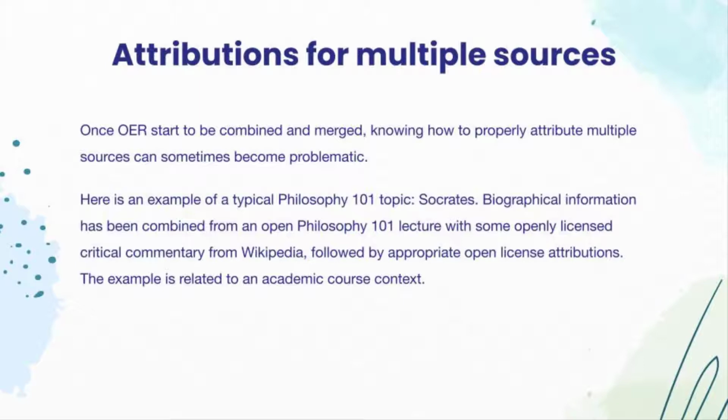We'll use an example of a typical Philosophy 101 topic, Socrates. Biographical information has been combined from an open Philosophy 101 lecture with some openly licensed critical commentary from Wikipedia, followed by appropriate open license attributions. This example is related to an academic course context. Let's take a look at this example.